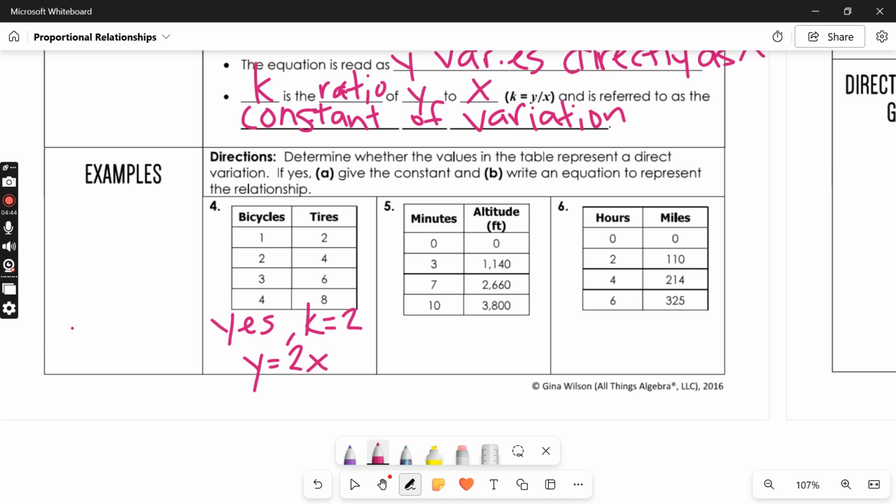On this next one, if you try to divide this in your calculator, it's going to give you an error if you put 0 divided by 0, so we'll have to skip that one. It's what's called an indeterminate form. So we'll do 1140 divided by 3. I got 380. 2660 divided by 7, I got 380. And then 3800 divided by 10, I still got 380. So those all match, so we're going to say yes, k equals 380. And then our equation would be y equals 380x.